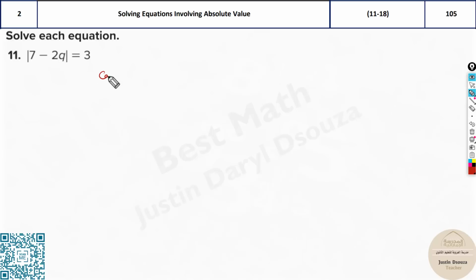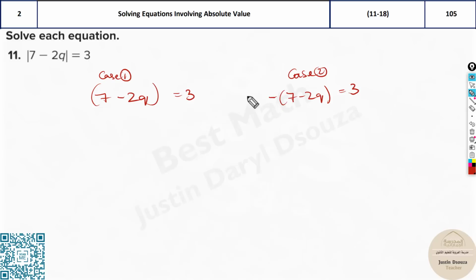So the same thing here. Case 1: whatever is inside the modulus symbol, that modulus means two lines, absolute value, 7 minus 2Q, can be positive. Let me write it as it is. And case 2, I'll take it as negative. Case 2, it'll be 7 minus 2Q is equal to 3. This entire thing, whatever is inside the modulus, will be minus here.